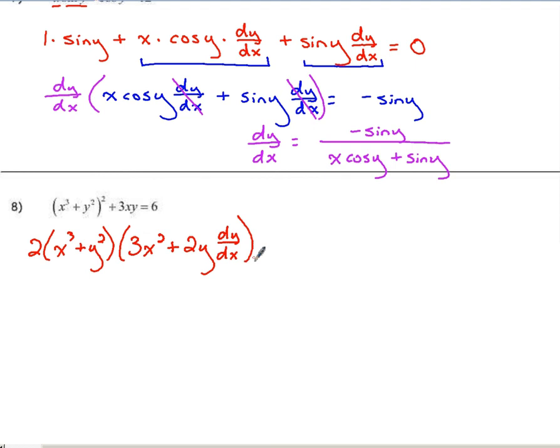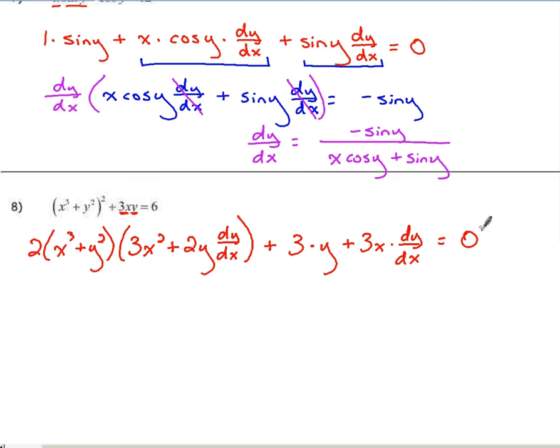That's the chain rule for this piece. But we add on, here's that product rule again. We got that xy combination, so 3x times y is how we'll treat the product. Take the derivative, excuse me, of 3x, get 3, times second piece y, plus first piece 3x, times derivative of the second piece y, so that's 1 dy/dx. That all equals derivative of 6, which is 0.